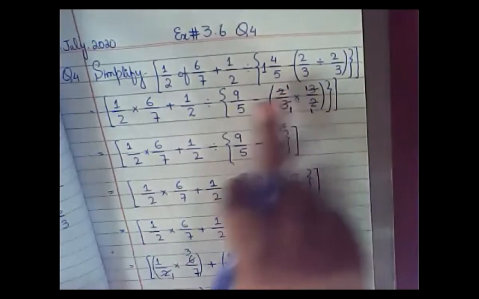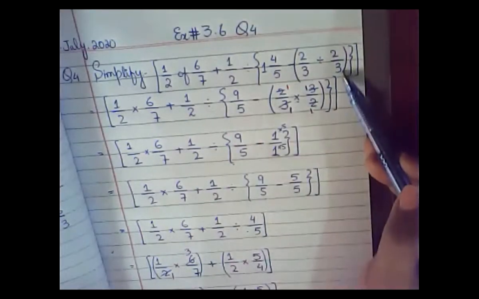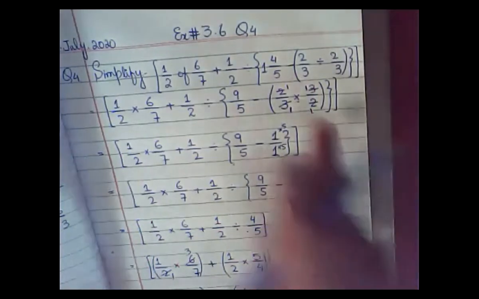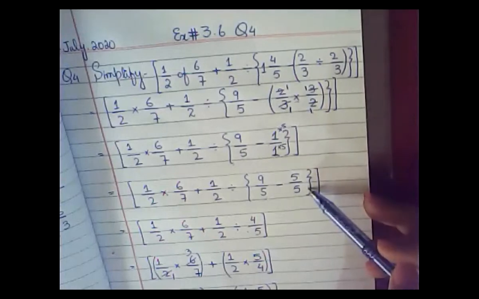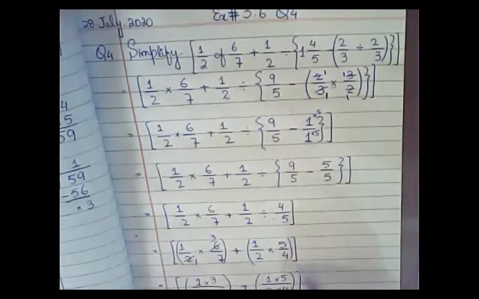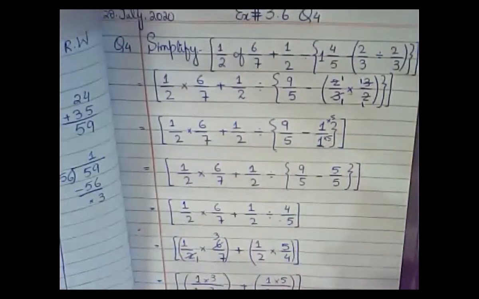If you have multiple operations along with multiple brackets, just suppose you have a round bracket, curly bracket, and square bracket, this is the way you will solve: round bracket first, then curly bracket, then square bracket, just like here. But what I want from all of you is to do the work neat and clean, just like I am doing in my copy. Okay, is that clear? So I'm going to end my lecture here.